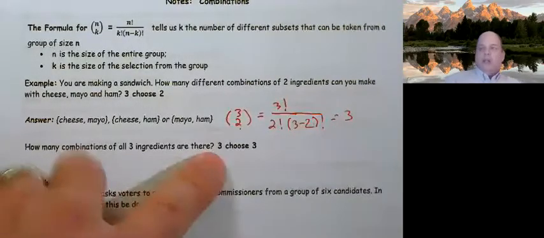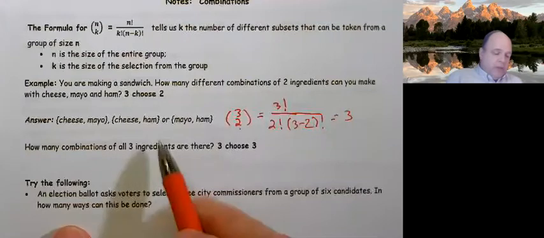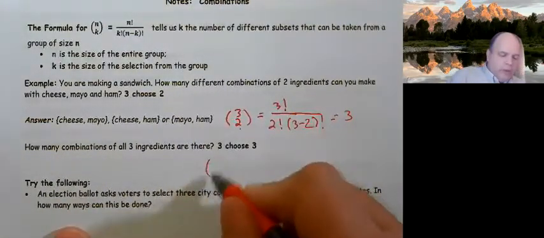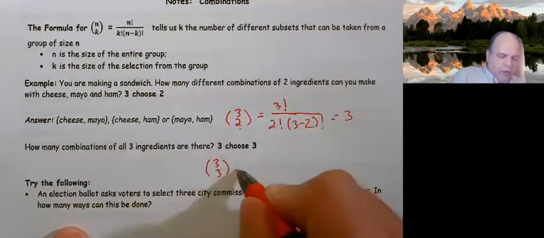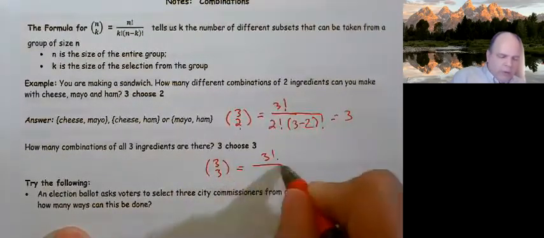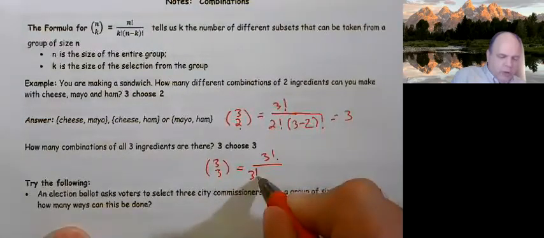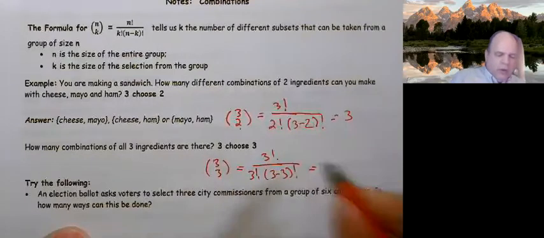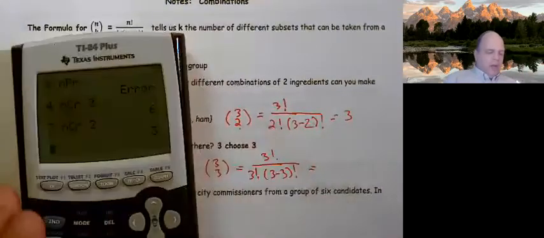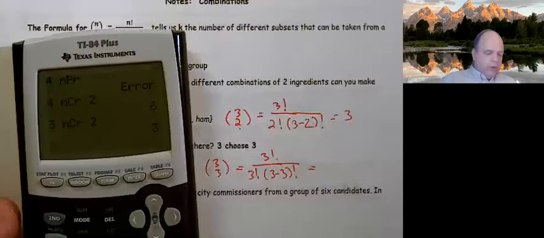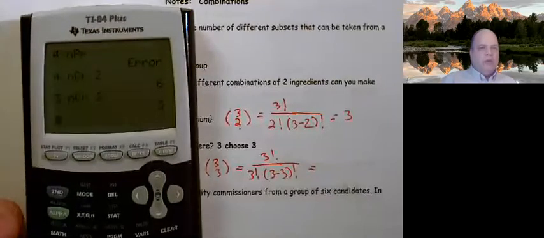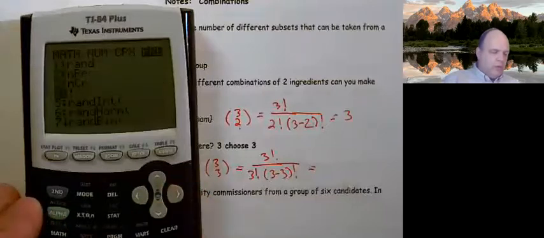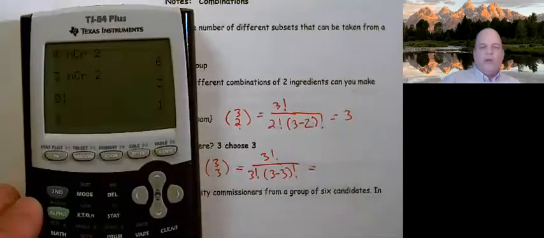3 choose 3. I mean, basically, I'm going to get mayo, cheese, and ham. It doesn't really matter the order. So this is just going to be 1. I only have 1 possibility. So this is going to be 3 factorial over 3 minus 3 factorial. All right. And by the way, I'm just going to do the 0 factorial because I know not everyone's going to believe me. So here we go. 0, math, probability, factorial. Oh, 0 factorial is in fact 1.